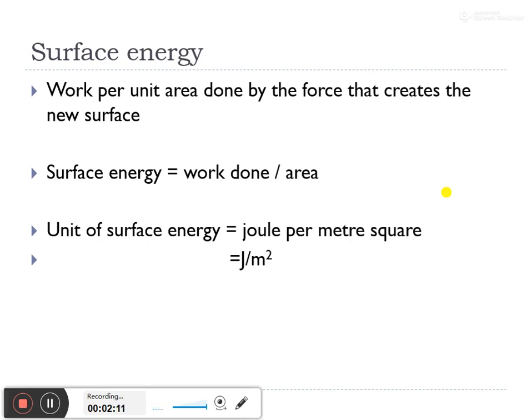So another one is surface energy. Surface energy is defined as the work per unit area done by the force that creates the new surface. So it is the ratio of work done to area, or energy per area. The unit of surface energy is written as joule per meter squared.